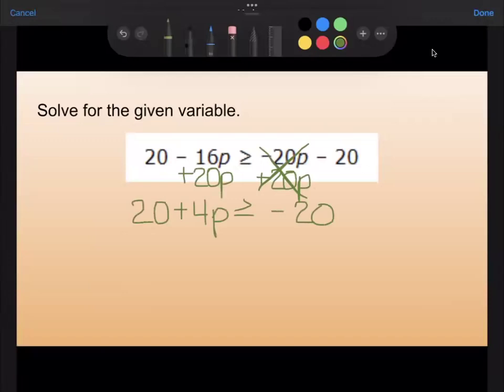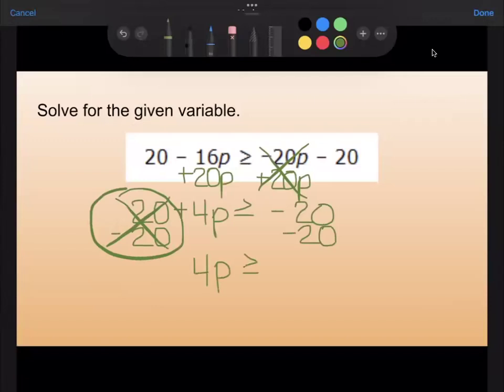Okay, now I'm going to move that 20 on the left to the other side of the inequality. The opposite of positive 20 is negative 20. So I'm going to subtract 20 from both sides, taking these and canceling them out to 0, which leaves me with 4p greater than or equal to negative 20 plus negative 20, which is negative 40.